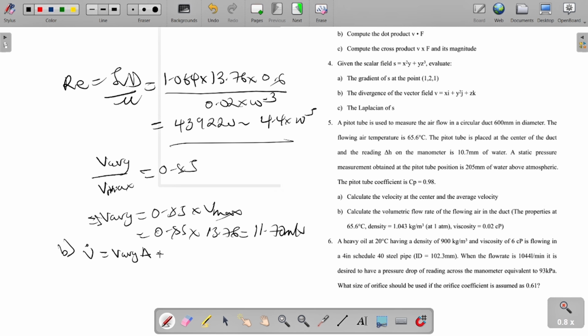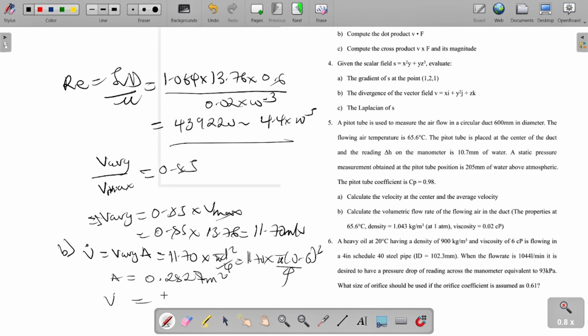So we know V average is 11.70. Then you have to calculate the area, which is pi d squared on 4. So 11.70 times pi times the diameter 0.6 squared divided by 4. Please always leave your area in 4 decimal places. So the area is 0.2827 meter squared. Right, that's the area.